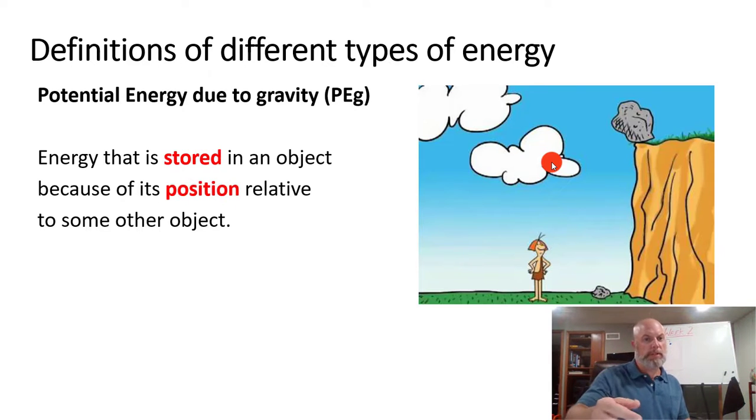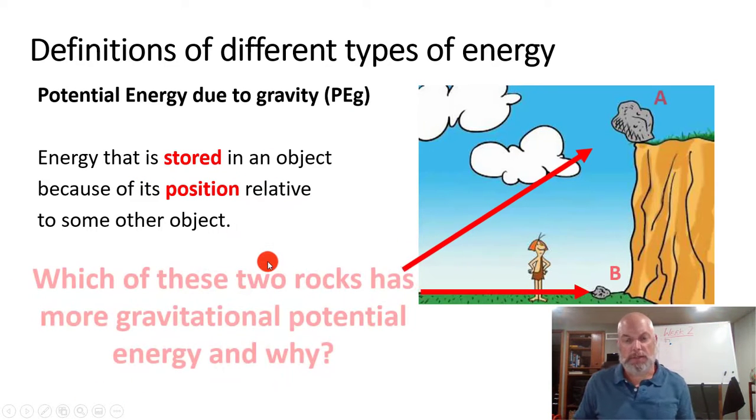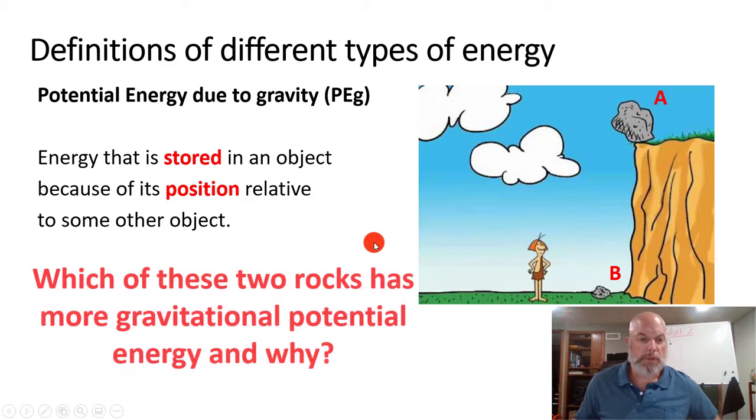So that's what this one is here. Potential energy due to gravity, which is usually how we say it'll be represented like that. Potential energy due to gravity, okay? Stored in an object because of its position relative to some other object. In this case here, these two rocks, which one has more gravitational potential energy? A or B? Oh, very good. So we're going to go with A for several reasons.